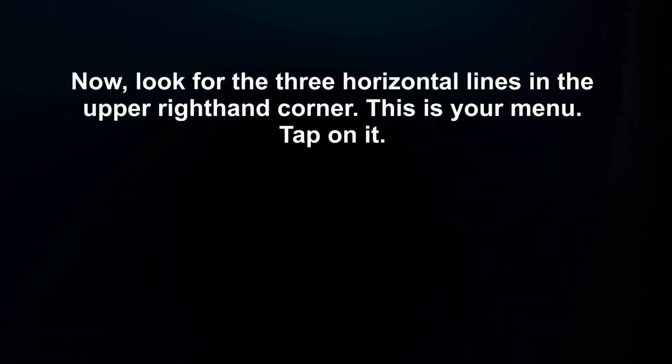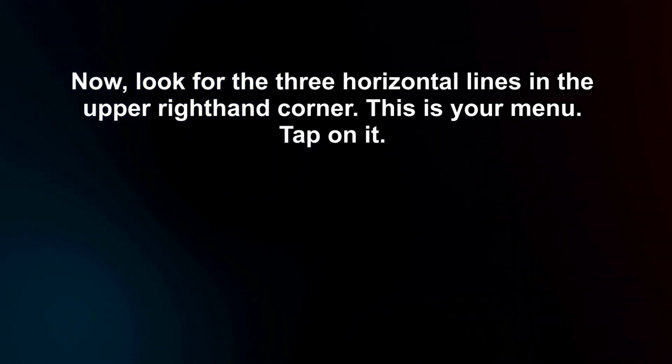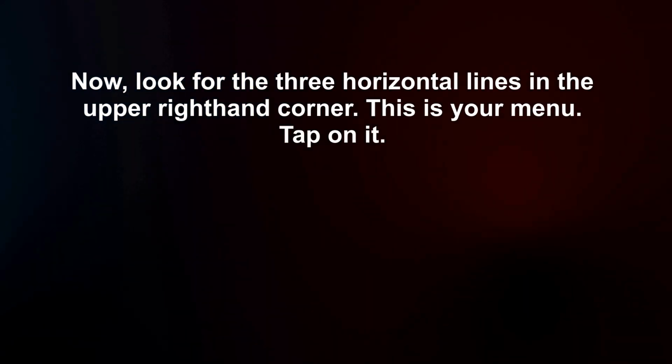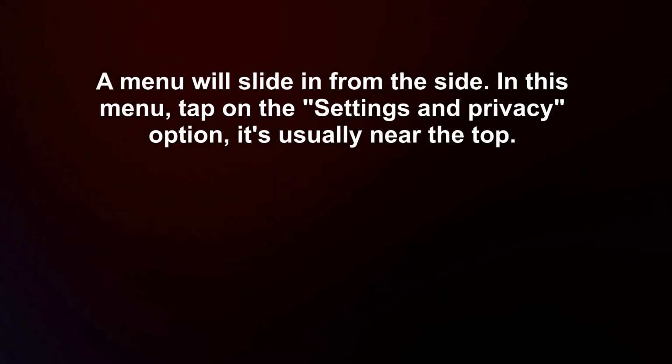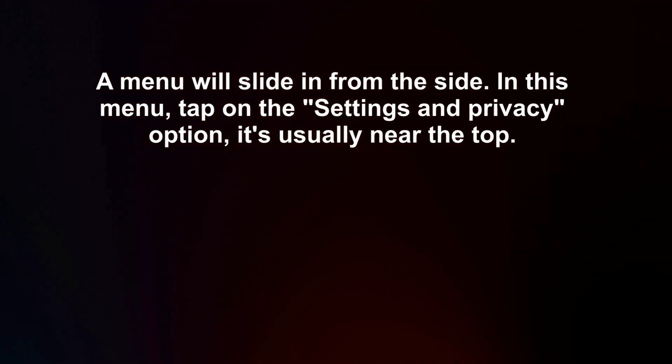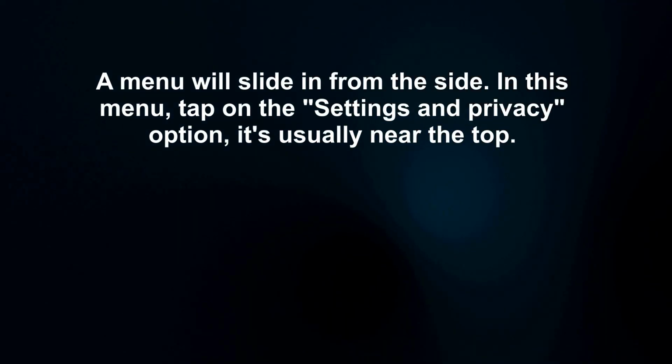Now, look for the 3 horizontal lines in the upper right-hand corner. This is your menu. Tap on it. A menu will slide in from the side. In this menu, tap on the Settings and Privacy option. It's usually near the top.